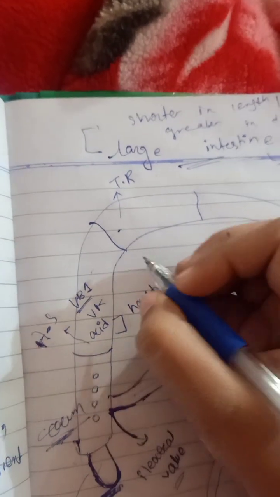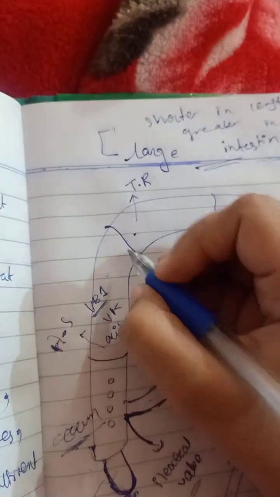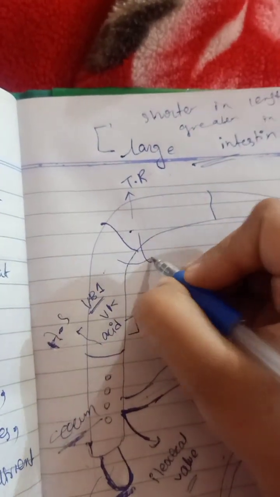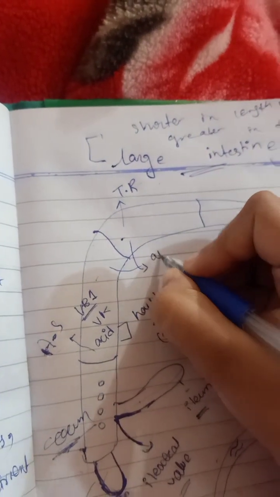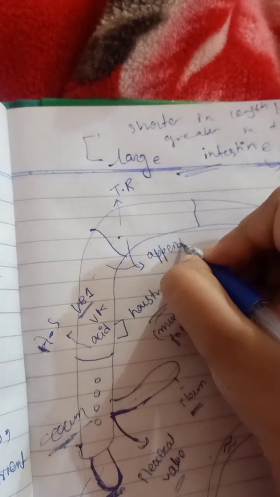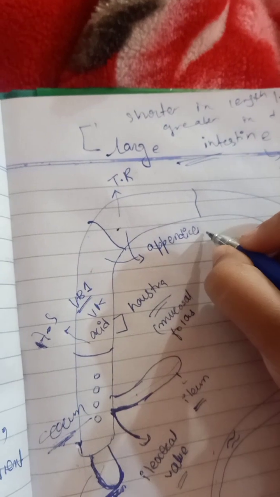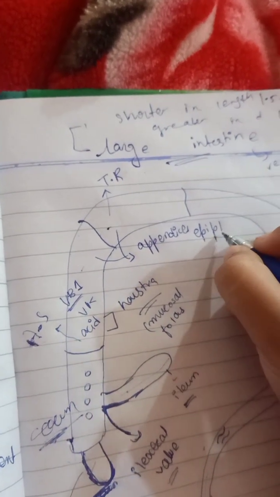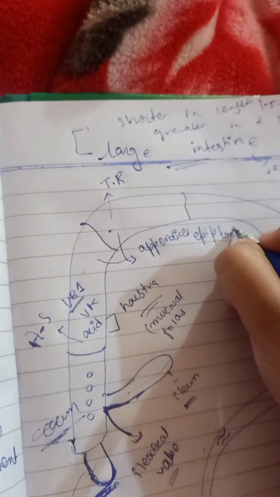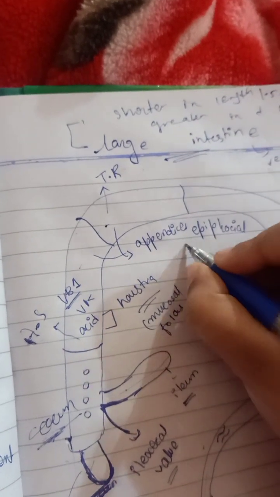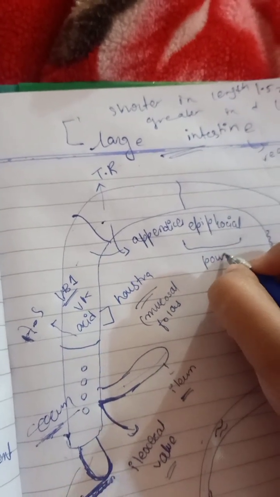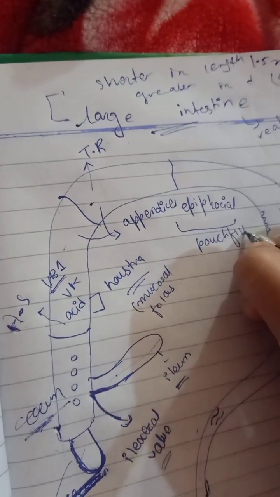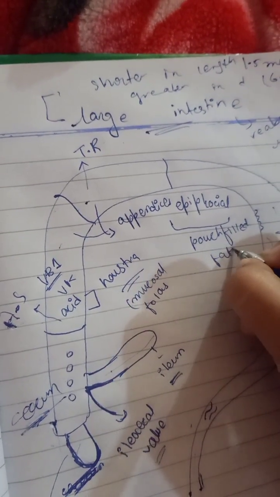After that we have this part, if we talk about both of these, that is the appendices epiploicae. This is a pouch which is filled with fat.